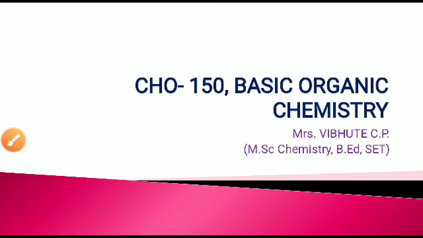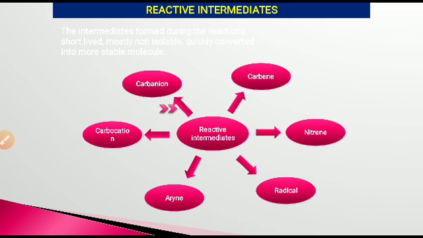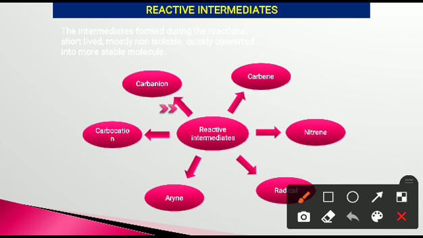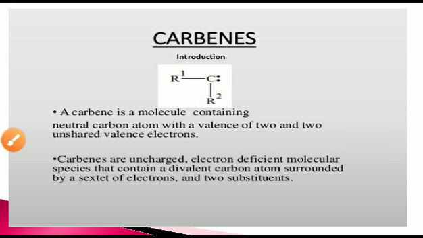Welcome to all. Here we are going to learn the CHO 150 course, Basic Organic Chemistry. Last time we learned about the carbocations, carbanion and the free radical. Today we start a new reactive intermediate, that is carbene. So let's start our topic with the carbene.